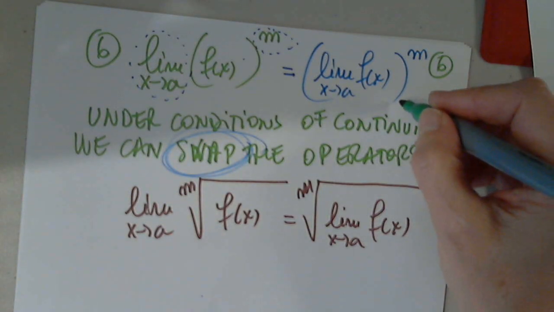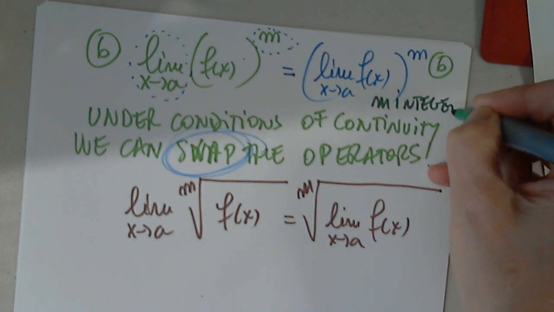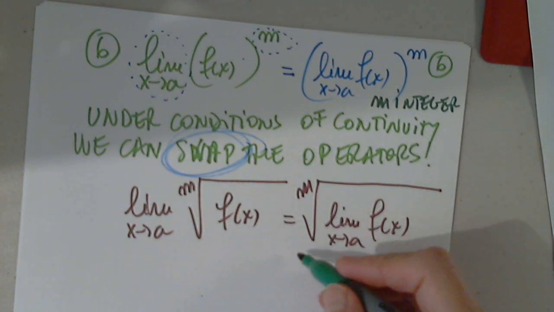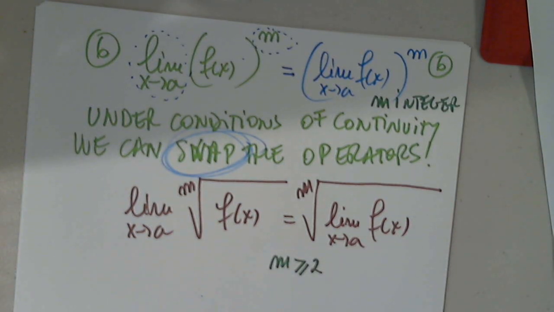So here we assume that m is an integer. And of course here it has to be a number greater than or equal to 2 because it's an index, of course.